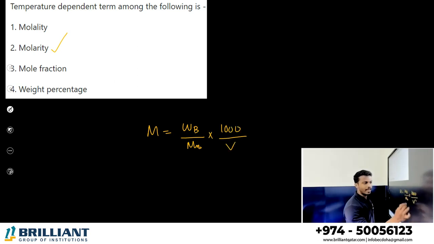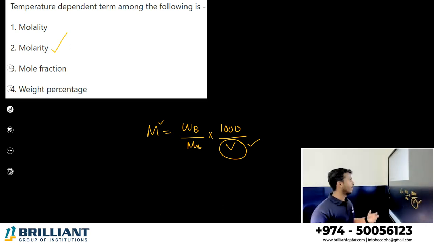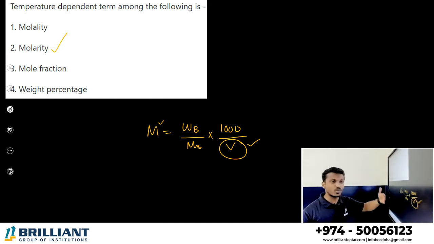You know, volume depends on temperature. So temperature changes mean volume changes, then the molarity changes. But molality, mole fraction, and weight percentage all are weight terms. Temperature and weight don't have much relation. So volume is the changing one, so molarity changes with the change in temperature.